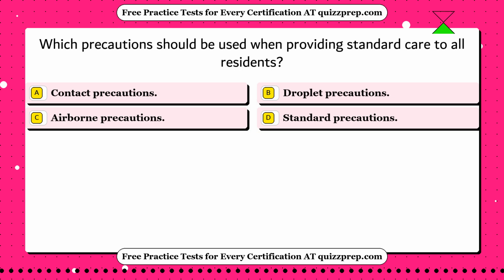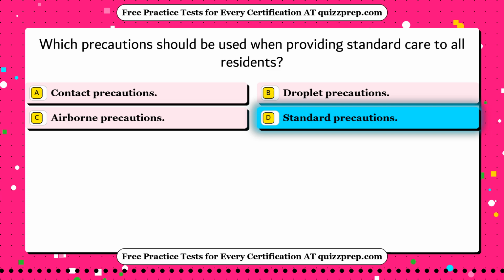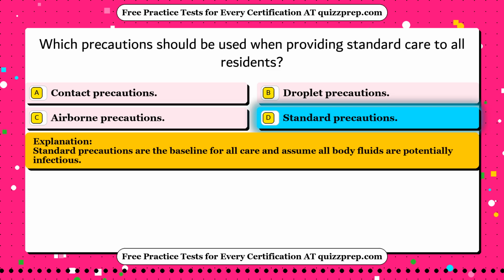Question 29. Which precautions should be used when providing standard care to all residents? Option A. Contact precautions. Option B. Droplet precautions. Option C. Airborne precautions. Option D. Standard precautions. The correct answer is option D. Standard precautions. Standard precautions are the baseline for all care and assume all body fluids are potentially infectious.